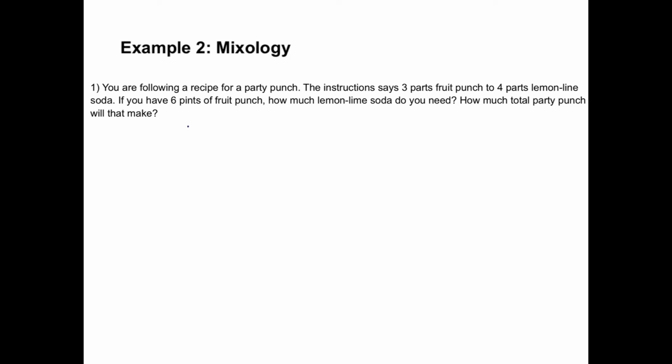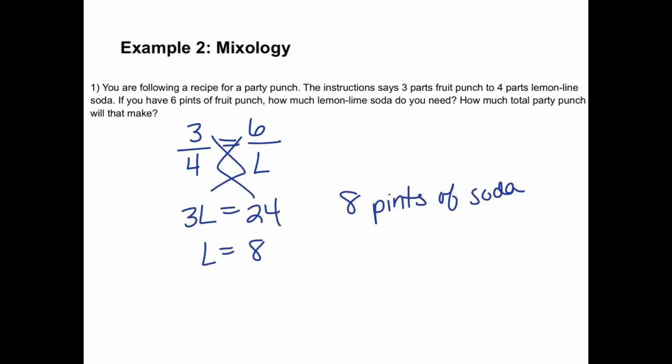So setting up this proportion equation would look like 3 parts of fruit punch to 4 parts lemon lime soda. 6 is going to go up top, and I'll make an L at the bottom. The 6 is going up top because that's the fruit punch, and then the 3 represents the fruit punch, and then we're going to cross multiply and solve here.